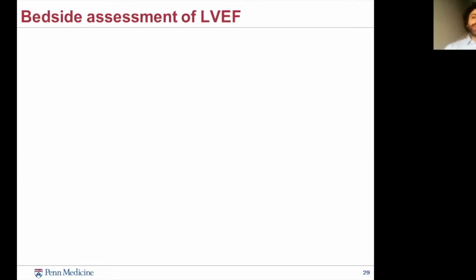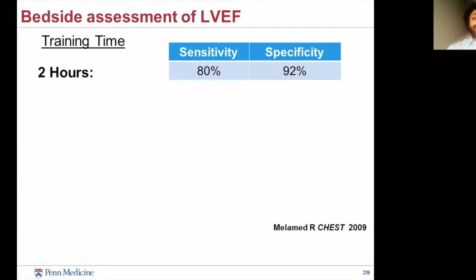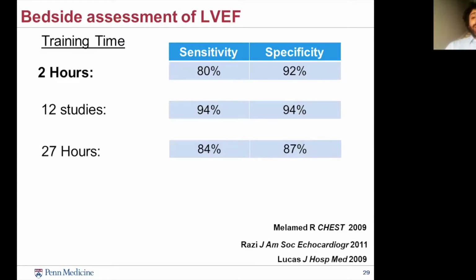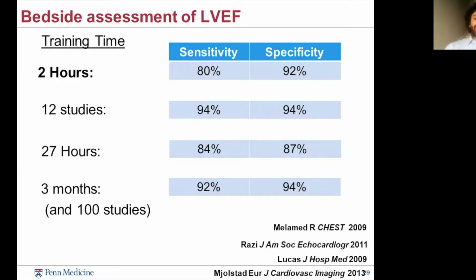When it comes to assessing the ejection fraction, there's some fairly good evidence that this can be learned. With just 2 hours of study, a group in 2009 was able to demonstrate a sensitivity and specificity of internal medicine physicians for detecting abnormal ejection fraction of 80 and 92%. With 12 studies, that increased to above 90%. With 27 hours, it was in that high 80% range. And then with the gold standard of 3 months and 100 studies, you're again above 90% in sensitivity and specificity.